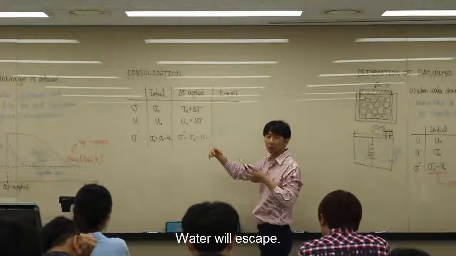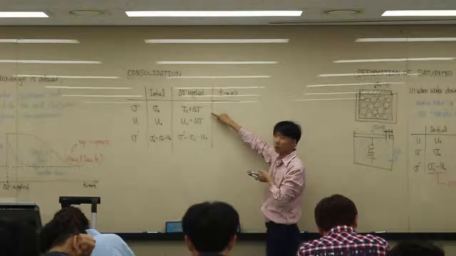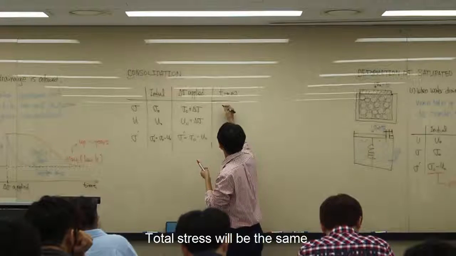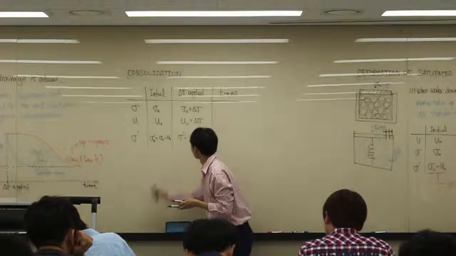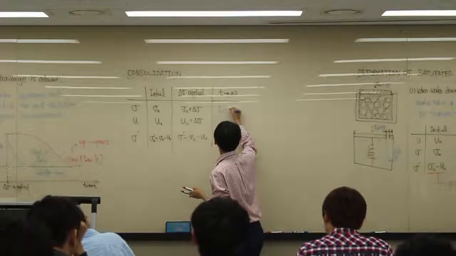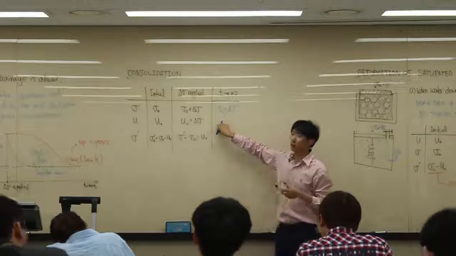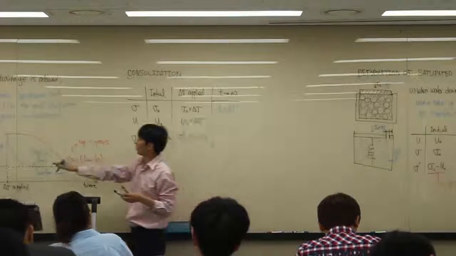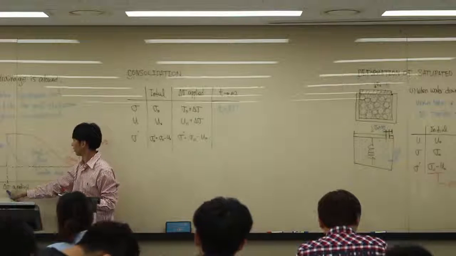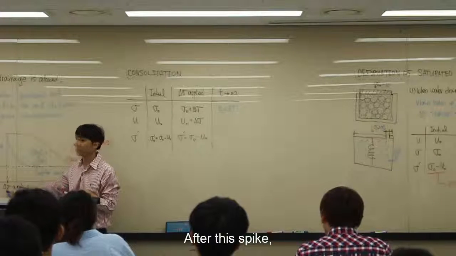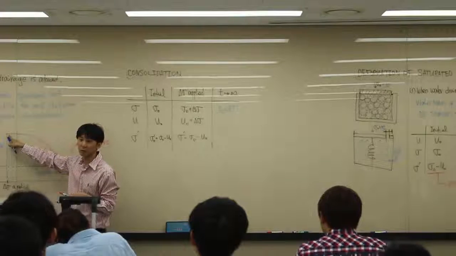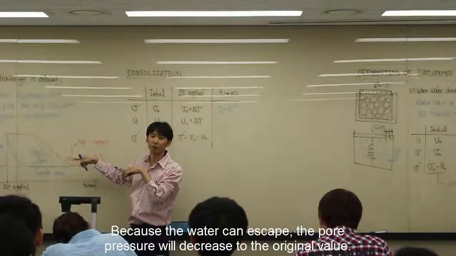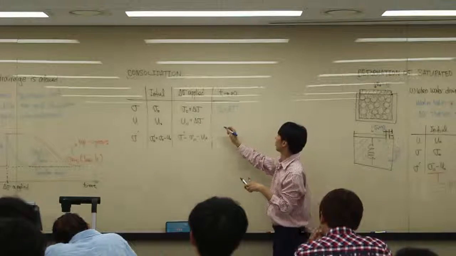The water will be squeezed out. So then the change in the total stress will be the same, delta sigma. And what about the pore pressure? It's going to spike right after the delta sigma is applied. The spike is delta sigma, and then because the water can escape, it's going to decrease to the original value. Right? So it will go down to u naught.